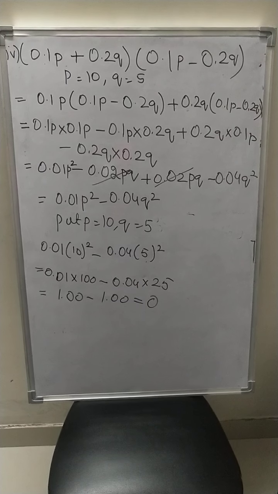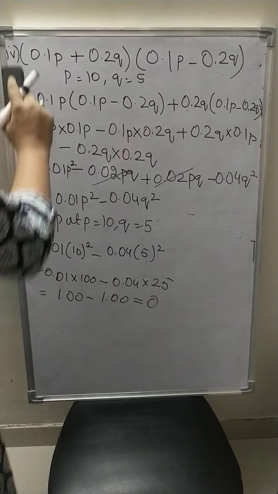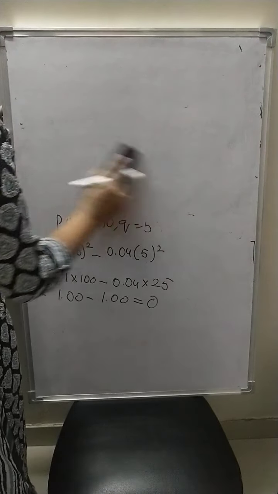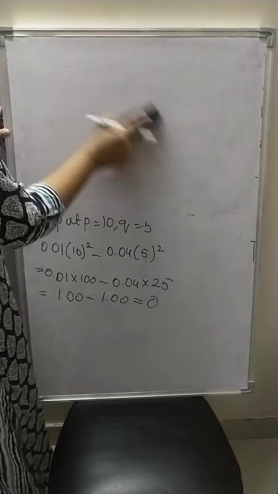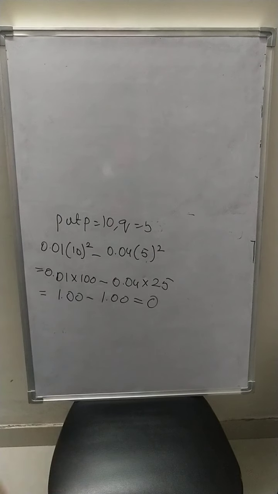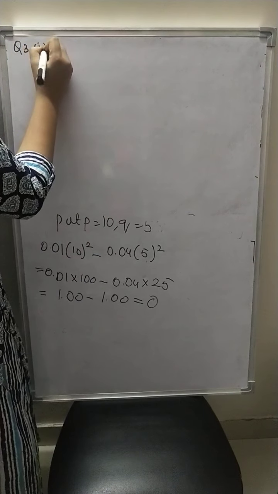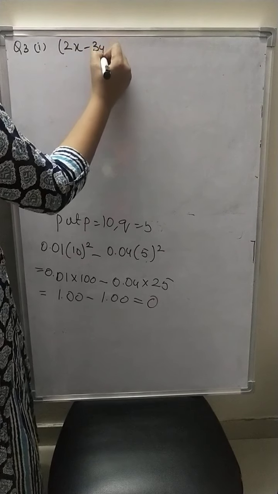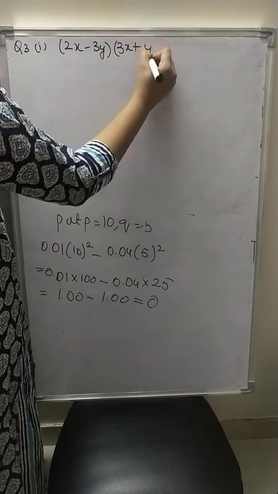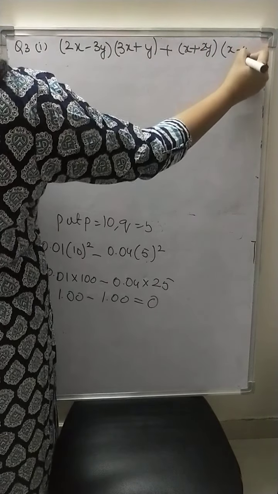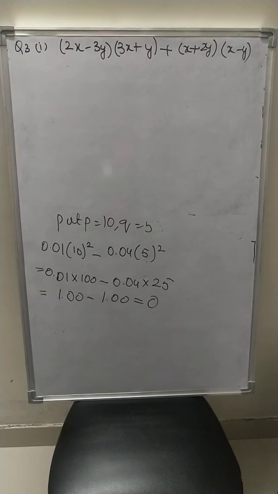Now I am moving to question number 3. So let's do question number 3. So the first part of the question number 3 is (2x - 3y)(3x + y) + (x + y)(2y)(x - y)... so this is your question number 3.